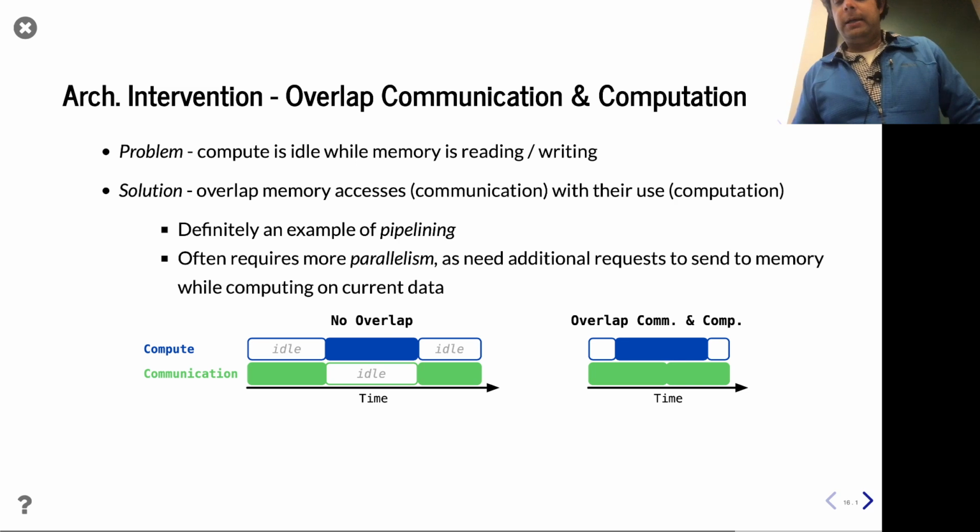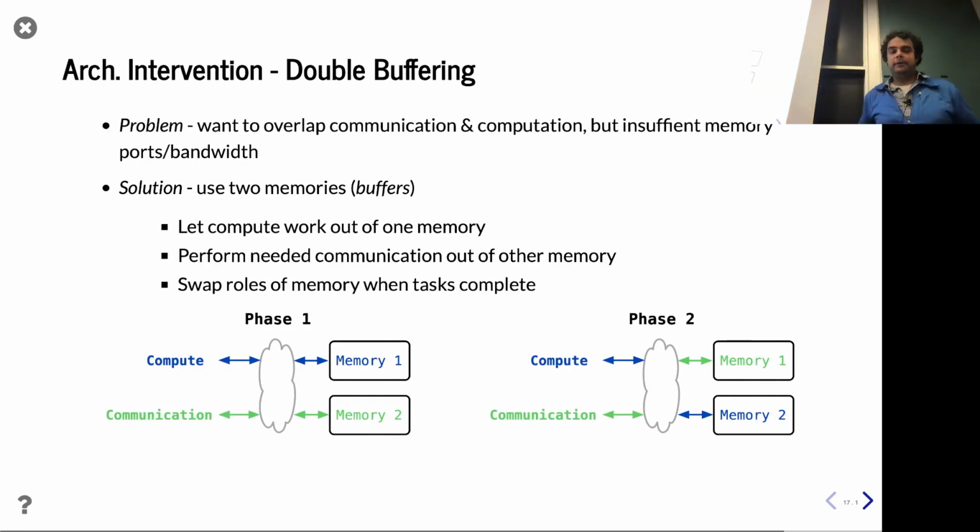Okay, another intervention you might have, which I mentioned two slides ago, was double buffering, right? The issue is we want to efficiently overlap computation and communication, but we may not have enough memory bandwidth to do this. Well, we learned about banking earlier. This is kind of a fun combination of the two.